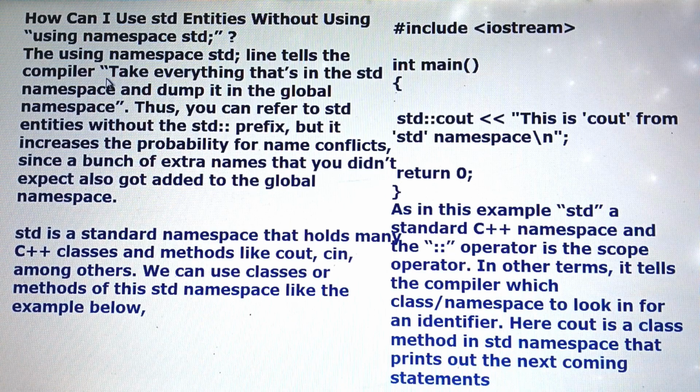Is it clear now how to write without using namespace std? How can we access all the functions or members under the namespace std? We have to write std, the name of the namespace, the scope resolution operator, and cout and cin.